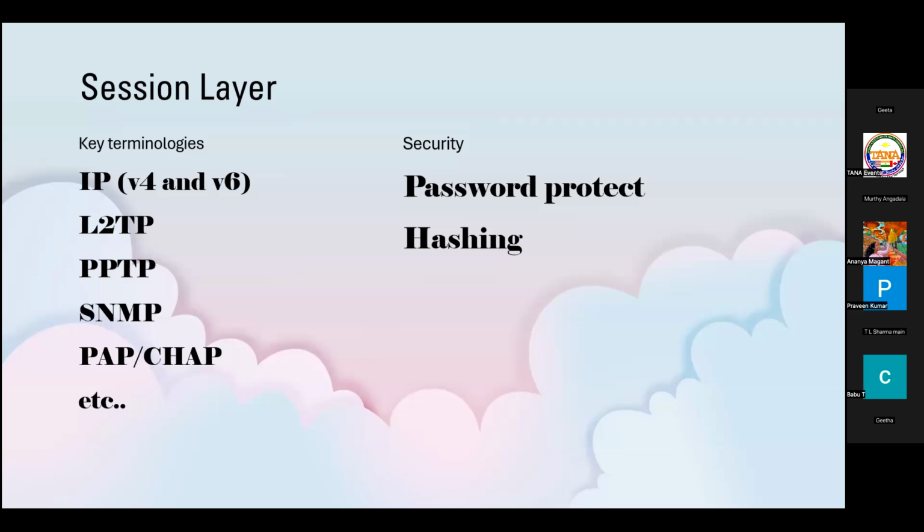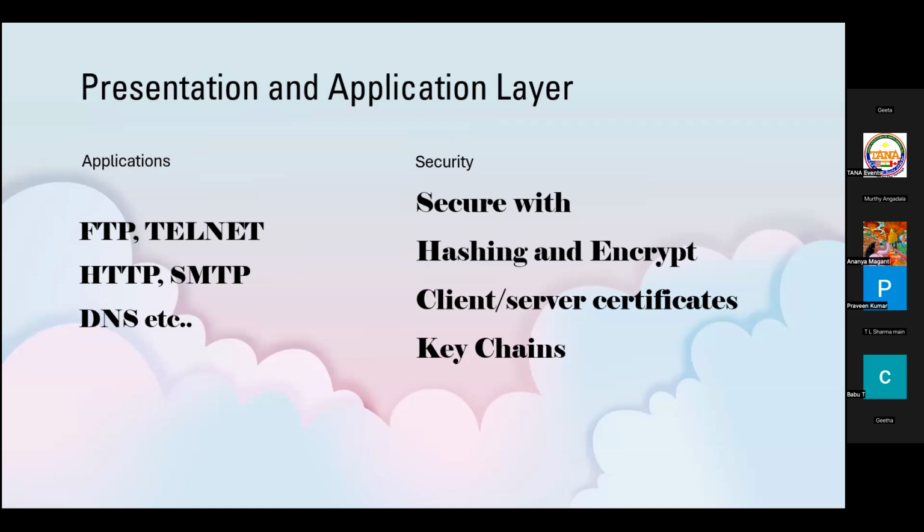So the next one, okay, presentation and application layers. Everyone is familiar with this. Any application. I put only a few examples that we know are still used today: FTP, Telnet, HTTP, SMTP, DNS, and all this. So how do we secure with hashing and encryption? Suppose FTP is without encryption, SFTP with encryption; Telnet without encryption, SSH with encryption; HTTP without encryption, HTTPS with encryption. So this encryption and hashing we can use, and client and server certificates. Sometimes if it is a very, very critical server and a very, very critical application, then the server will have its own certificate, and the client has to match that certificate with the client certificate. And keychains, we use keychains in certain applications. So that is how we protect the presentation and application layers.